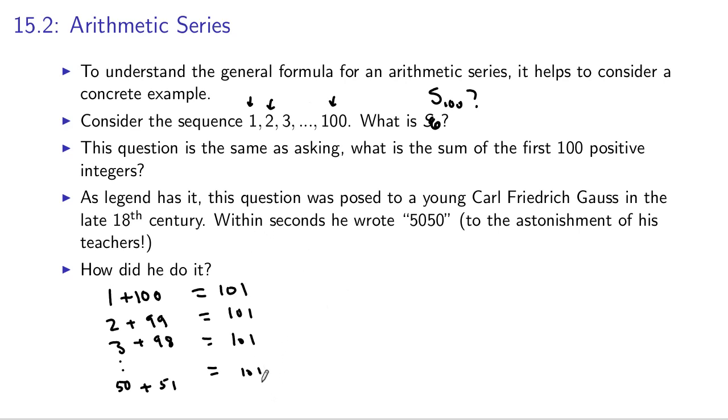Now how many pairs are there? Well, there's 50 pairs from 1 to 100. So the answer is 50 times 101, which is 5,050.